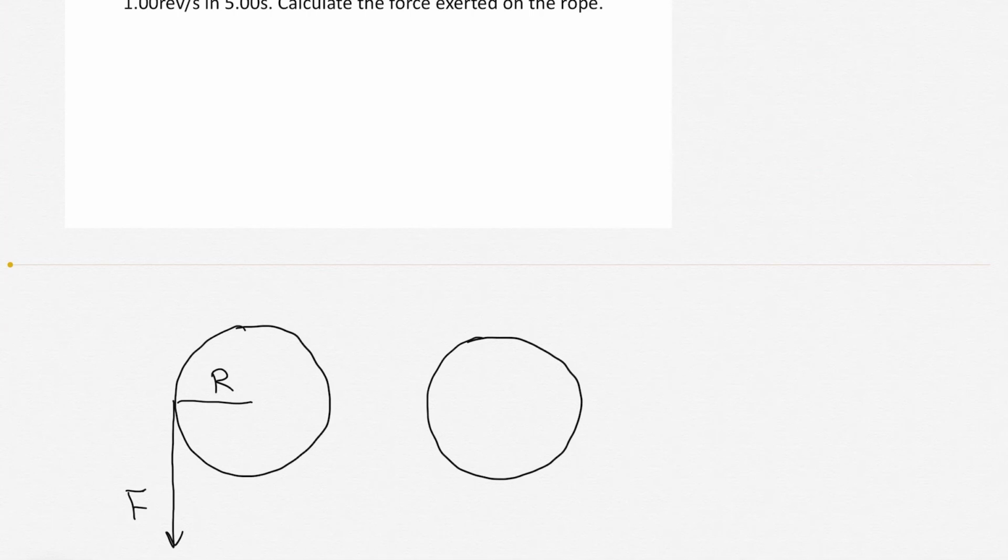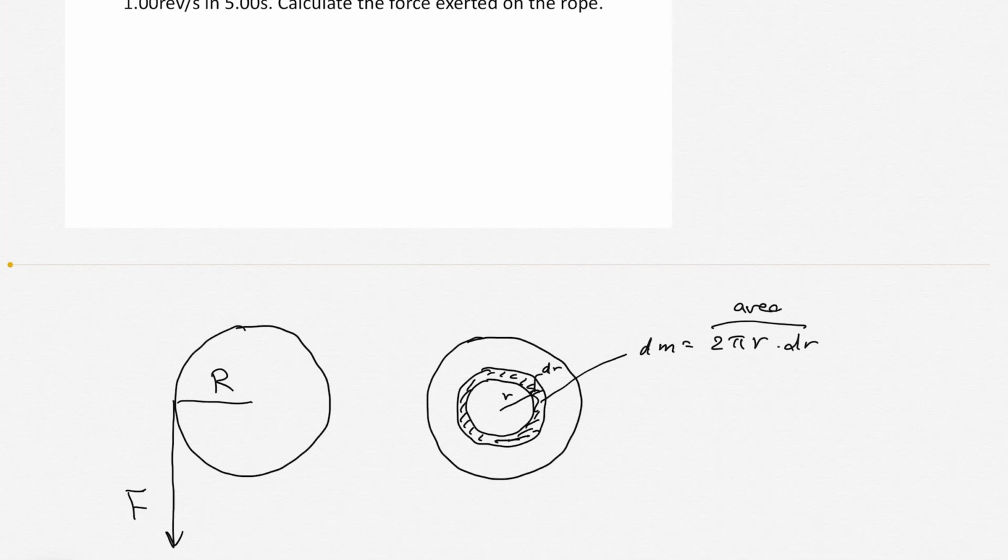We can consider the contribution from the ring. Ring width is dr, and the distance from the center of the disc is r. The mass inside of these rings can be expressed as dm. 2 pi r is the circumference of the ring times dr. This is the area of the ring times the surface density. If you multiply surface density and area, you will get the mass inside of the ring.